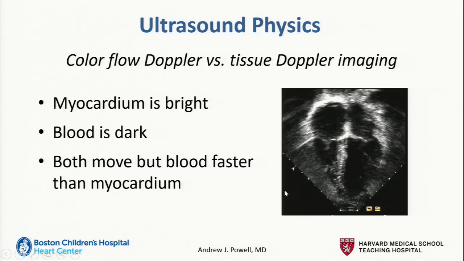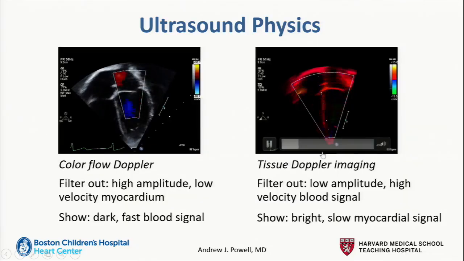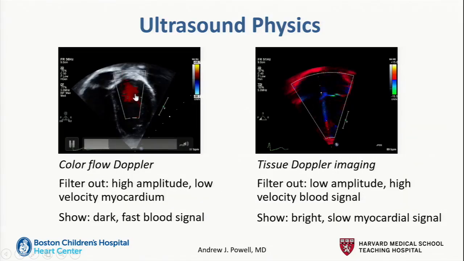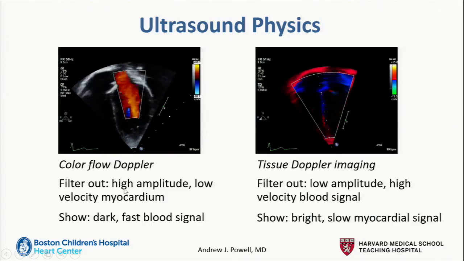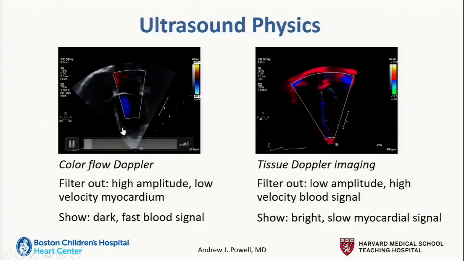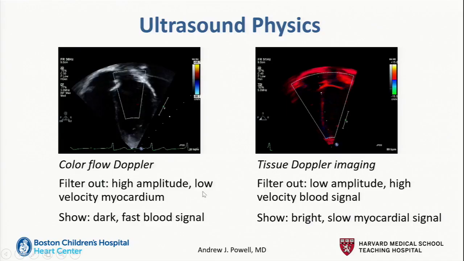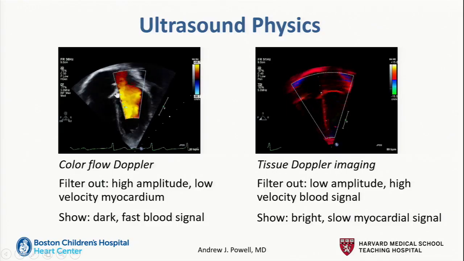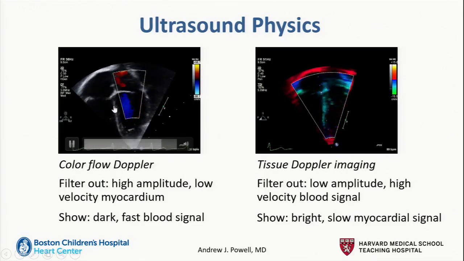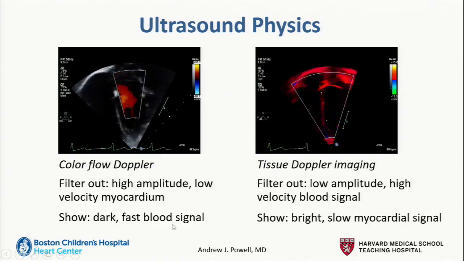Now, the Doppler principle doesn't care whether you're blood or myocardium. It just cares if you're an object coming toward or away from the transducer. So you can do Doppler on blood, or you can do Doppler on tissue. Typical color flow Doppler is tuned to do Doppler on blood, but we can also tune it differently to do Doppler on tissue. So with color flow Doppler, the machine is set to filter out the high amplitude or the bright signal, and it also is tuned to filter out the low velocity myocardium as well. So that's why you don't see the myocardium light up and the blood does light up. So you're showing the dark, fast blood signal.